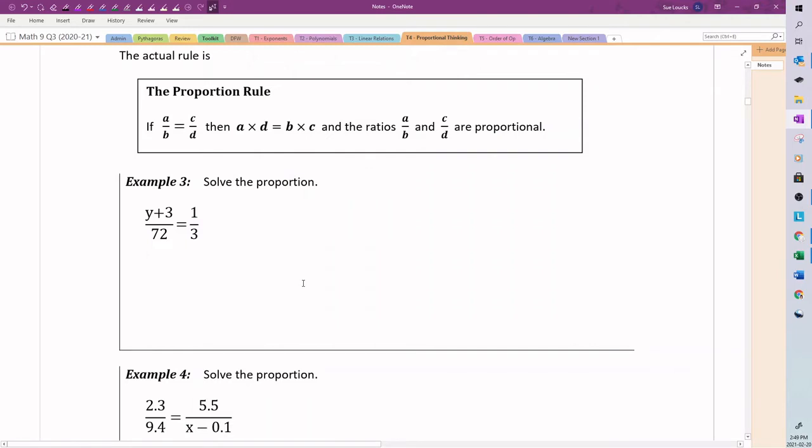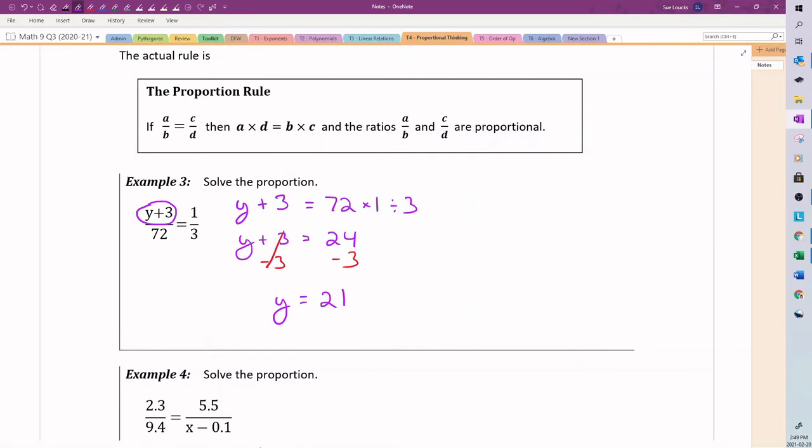The thing is that this is what we're trying to solve for. Okay, so what my equation is going to be here is y plus 3 equals 72 times 1 divided by 3. Okay, so y plus 3 equals 24. All right, now you need to use your algebra skills to subtract 3 on that side and subtract 3 over here, and you're going to get y equals 21.